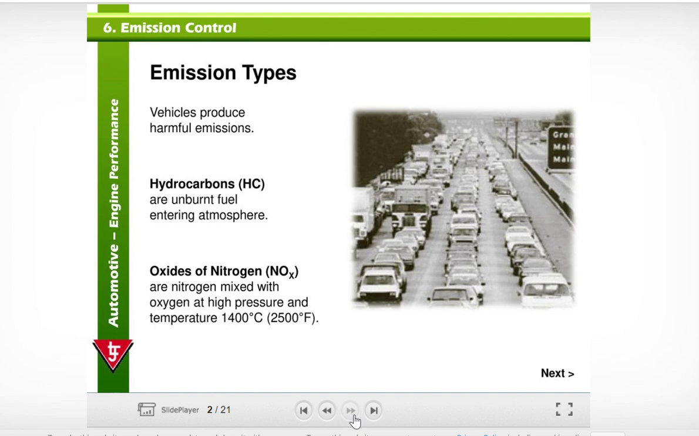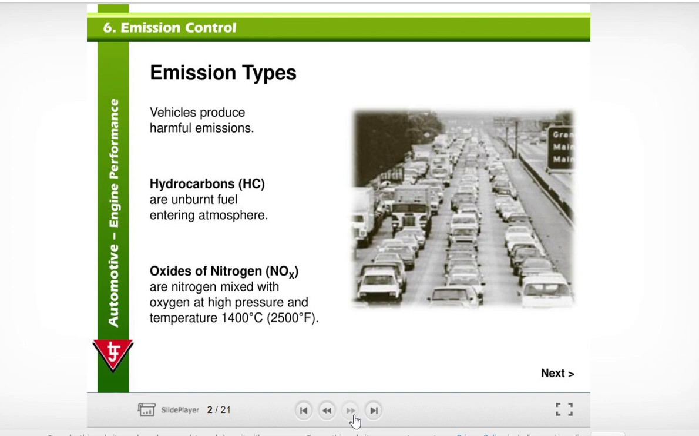Not all the fuel burns, so we get one of the byproducts being hydrocarbons, and these are actually harmful to the environment because one, they damage the ozone layer, and they create smog.